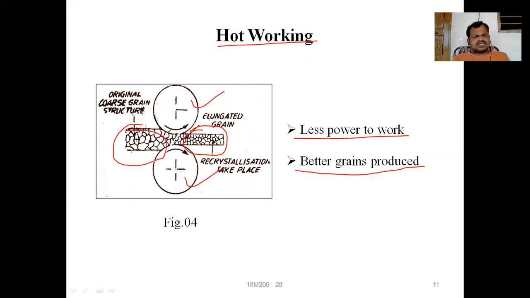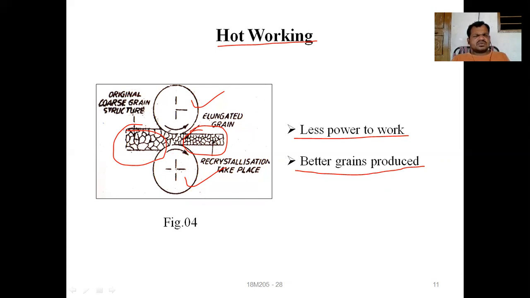They are in rotation in opposite direction. This is the object. See here, the diagram before the rolling is the grain. When you are observing after the hot rolling process, the grains are very closely packed here. So that is the main difference.